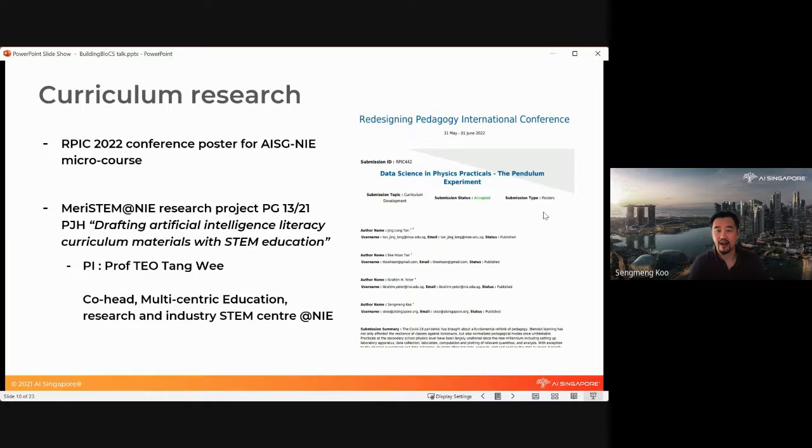AI Singapore, we do have our own engineers on Teck, and we do have our own full-fledged courses like AI for students, AI for kids, AI for everyone. But what we want to do is to start creating micro courses across both STEM and non-STEM. And one of the very first outputs, we are very happy, is now being listed in the RPIC 2022 conference poster that's developed with Jinglong and the other collaborators, Ben and NIE.